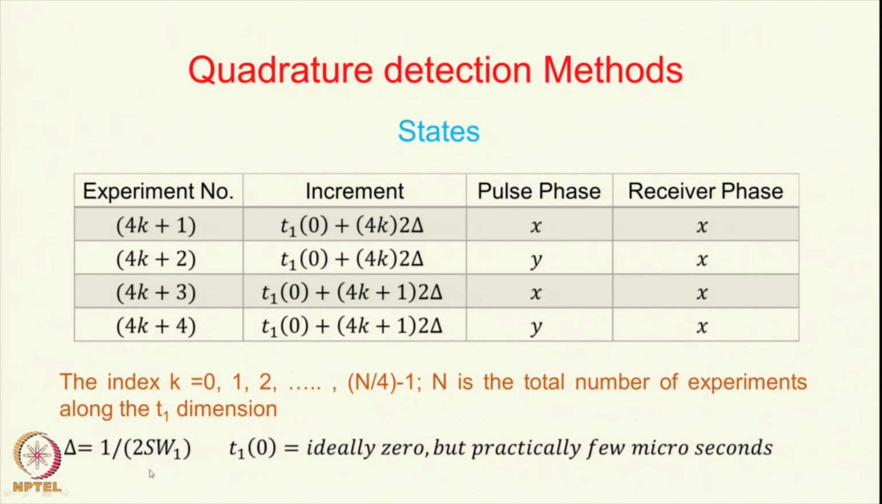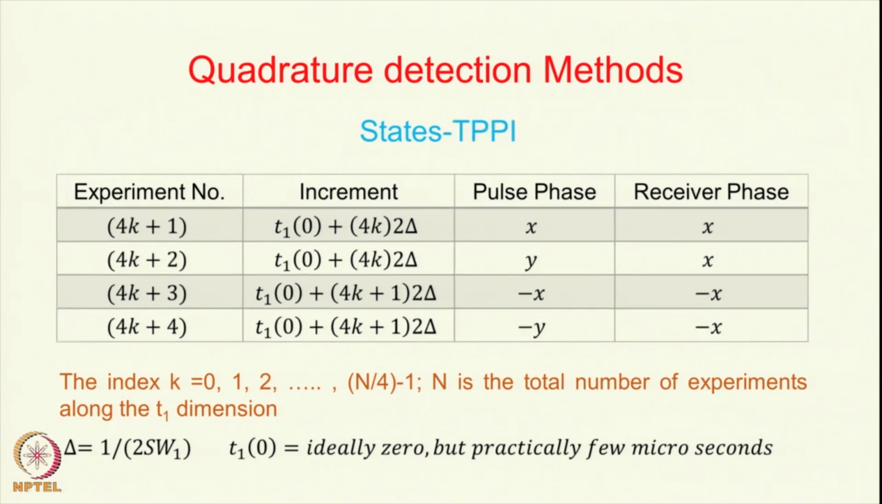Notice here that in TPPI we had the increment as 1 by 2 times SW1, and here the increment is 2 delta, that is 1 by SW1. So therefore the increment here is higher. This phase remains the same. Now let us look at one more method which is called States-TPPI.